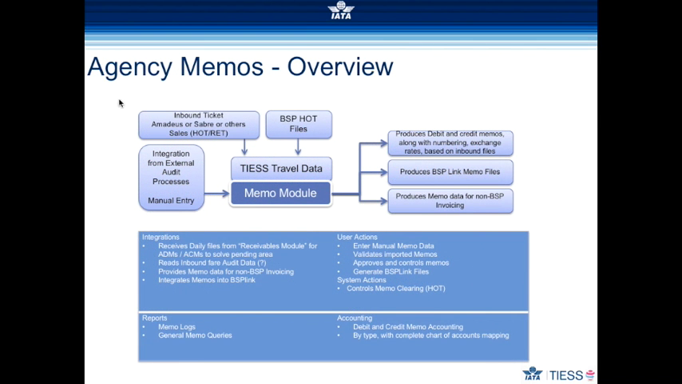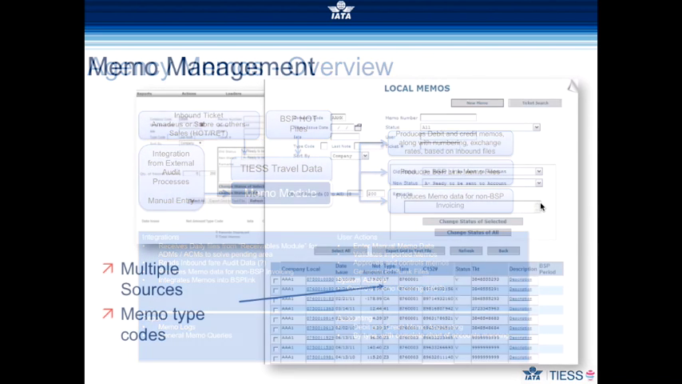Looking at a basic overview, you would have the ticket data, hot data, or direct sales data coming in. You can have an external integration process such as commission audits, or any other type of audit, or even manual entries that feed memo data into the module. From there, you would see numbering mechanisms, exchange rate conversions, BSP link integration, TIESS settlement integration is already built in, of course, and any other integration needed by the customer, including accounting. Additional details are here at the bottom.